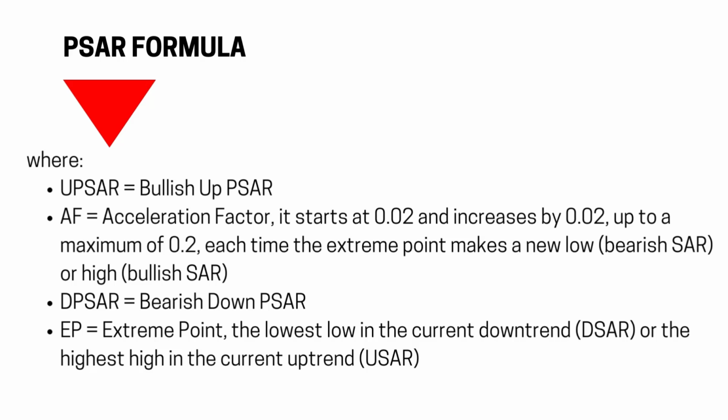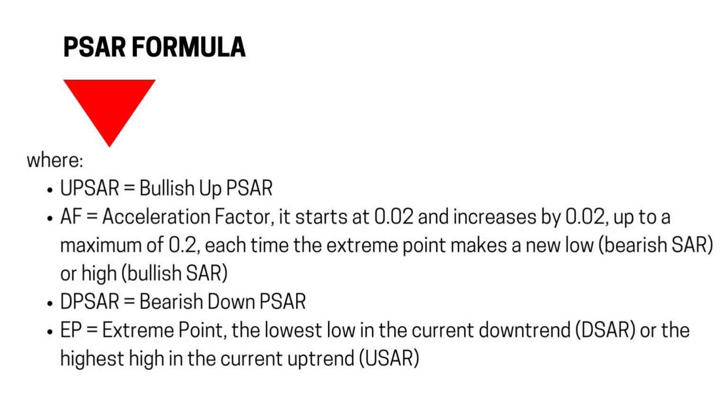Now these were the initial numbers that Wells Wilder put into his machine, and we'll explain what they mean in a bit. Can we vary them? What numbers should we be using? Like I said, we're going to find out. And each time the extreme point makes a new low, that's a bearish SAR, or a new high, bullish SAR.